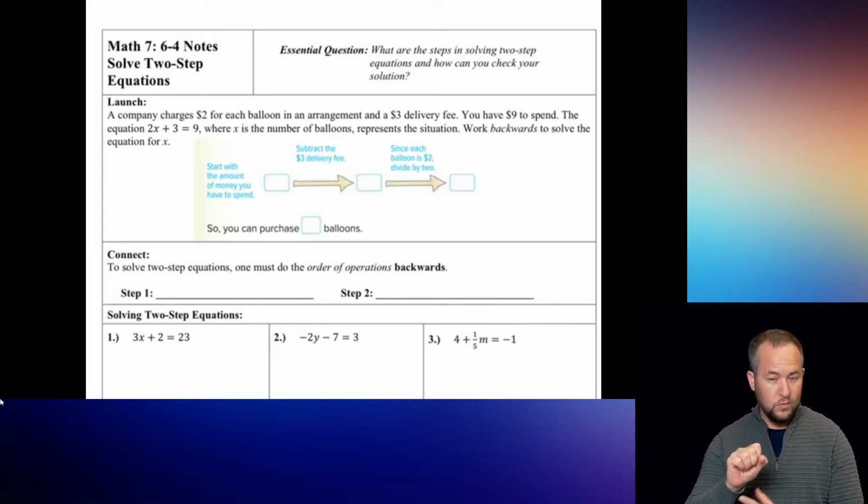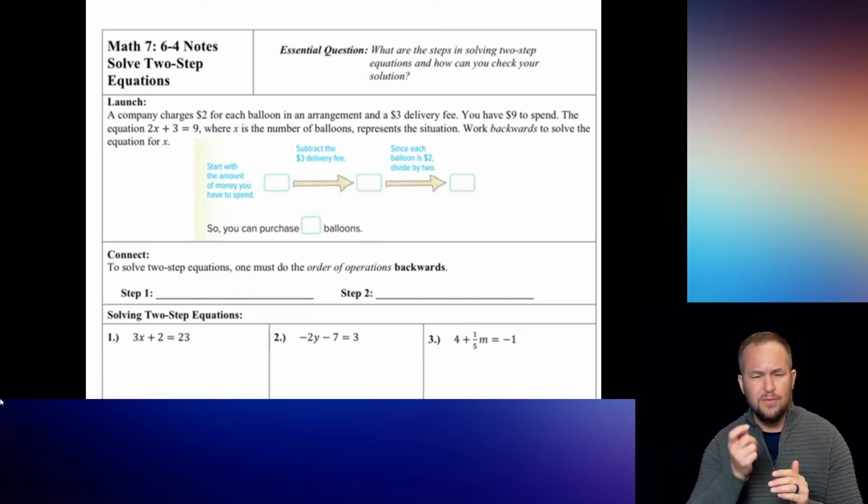Today we are going to learn how to solve two-step equations. So just a little bit more advanced than the one-step equations. And then also how to check our answer again for these two-step equations.